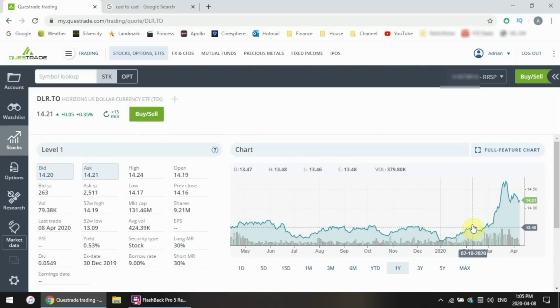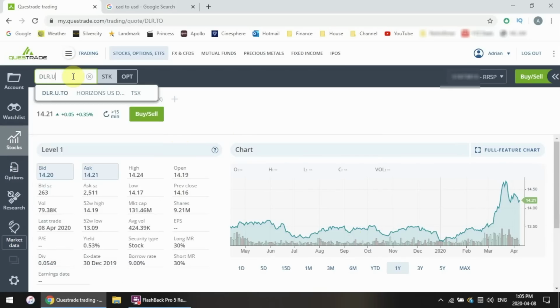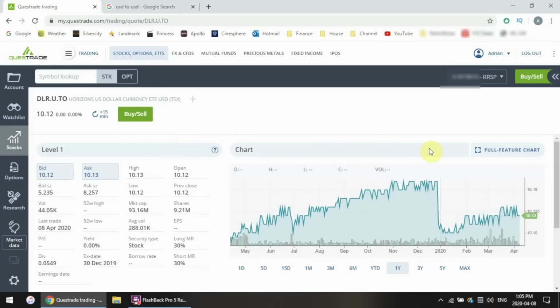All this ETF does is track the exchange rate between Canadian dollars and US dollars. So the fluctuation of the share price of this ETF is just the fluctuation of the exchange rate day to day. So remember, we're going to be buying shares of DLR.TO in Canadian dollars, and then we're going to convert them into the US equivalent ETF, DLR.U.TO.